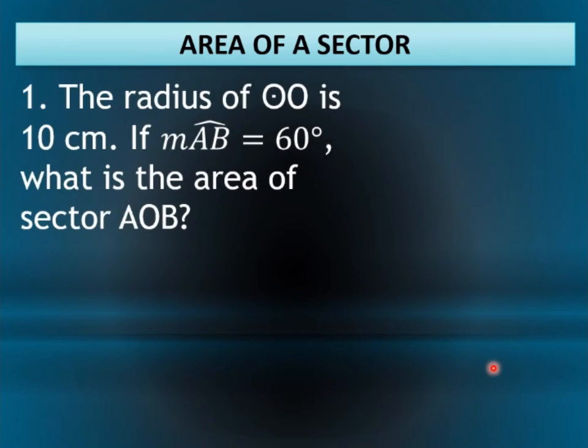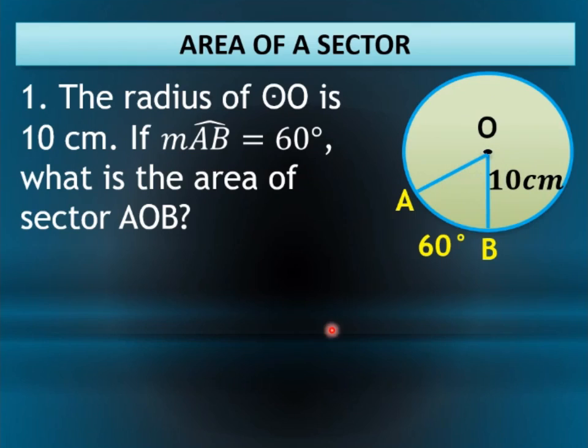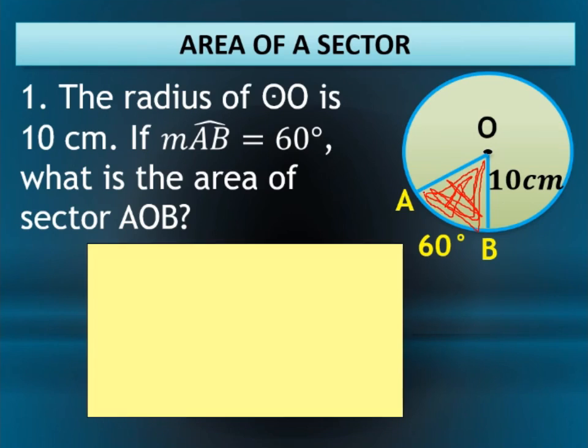Example number 1. The radius of the circle is 10 centimeters. If the measure of the arc AB is 60 degrees, what is the area of the sector AOB? To find this, we substitute the values to the given formula.